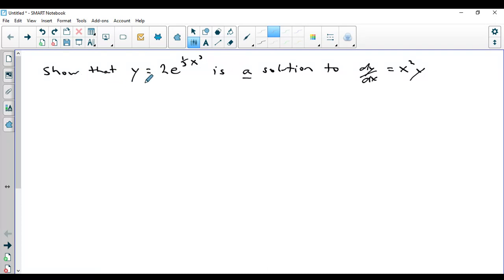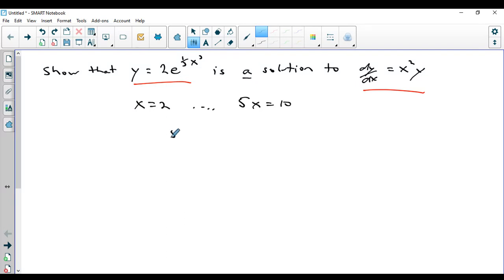One of them said show that y equals 2e to the 1/3 x cubed is a solution to this differential equation. Now that you know how to go about solving these, don't think that's what you would do here. If you're trying to show that something is a solution, you check it. Just real quick, pretend like this said, show that x equals 2 is a solution to 5x equals 10. We don't solve this. We check it. We substitute in.